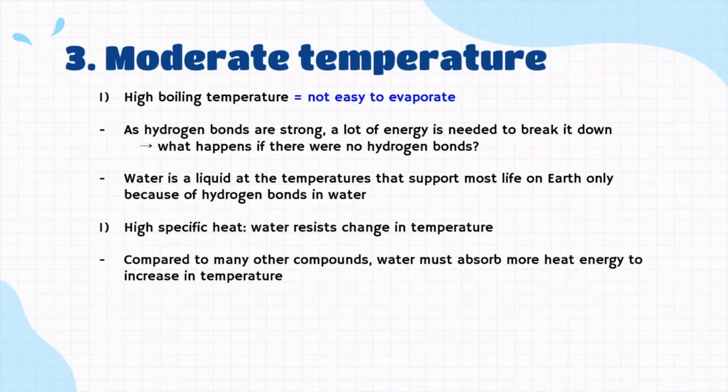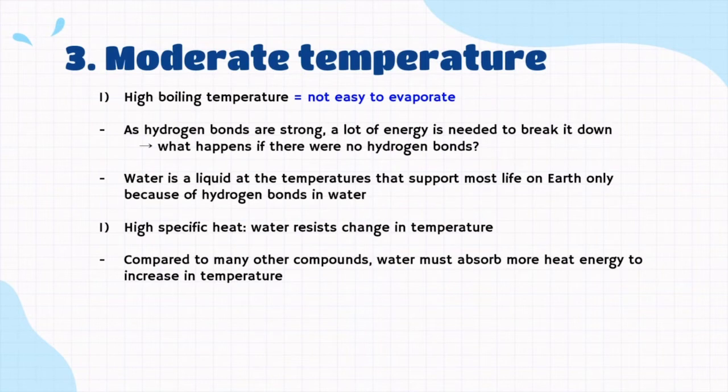The third property of water is ability to control temperature. Water has high boiling temperature as hydrogen bonds are strong, so that a lot of energy is needed to break it down. Without hydrogen bonds, water would boil at a much lower temperature than it does, because less energy would be needed to break the hydrogen bonds for the water molecule to evaporate.